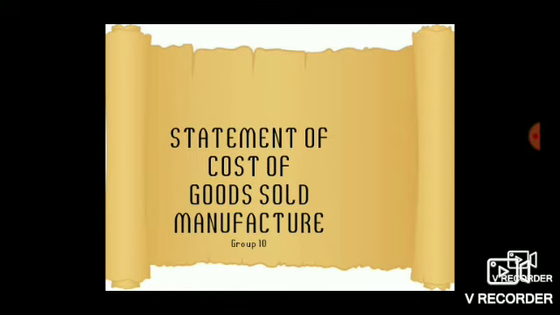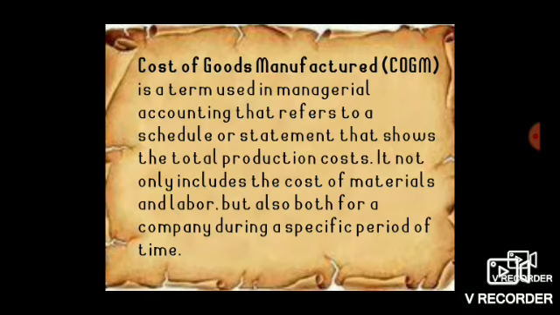So, our topic is all about the statement of cost of goods manufactured. Cost of goods manufactured is a term used in managerial accounting that refers to a schedule or statement that shows the total production cost. It does not only include the cost of materials and labor, but also the costs for a company during a specific period of time. So, it is the manufacturing cost of the product that a company sells during a period. So it is directly tied to the production of the products.